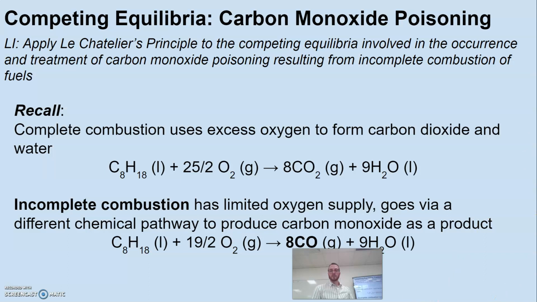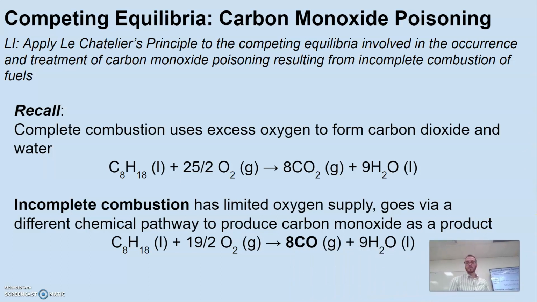Right, last thing to talk about that's not going to be on the SAC, and that relates to competing equilibria. We only look at one competing equilibrium reaction in Year 12. And that's carbon monoxide poisoning. So we want to be able to apply Le Chatelier's principle for this. Remembering that complete combustion is what? Right, oxygen's in excess. Incomplete combustion? Oxygen is limiting, resulting in carbon monoxide as the byproduct rather than carbon dioxide, the amount of energy released is lower, less efficient.